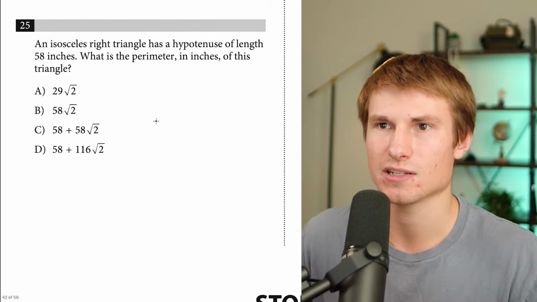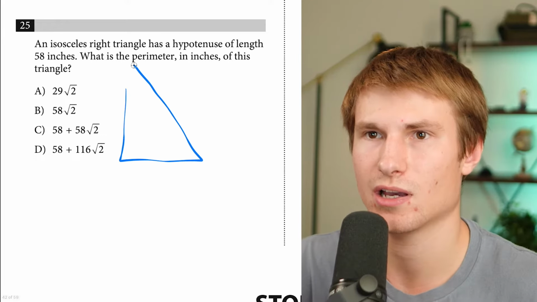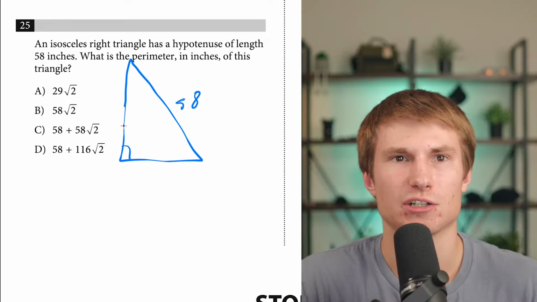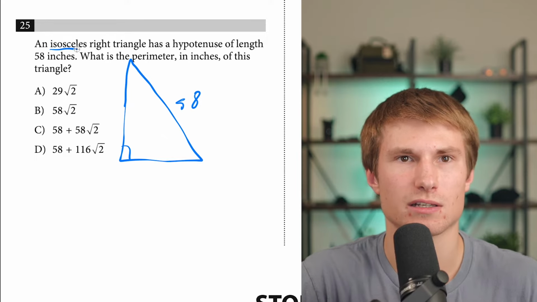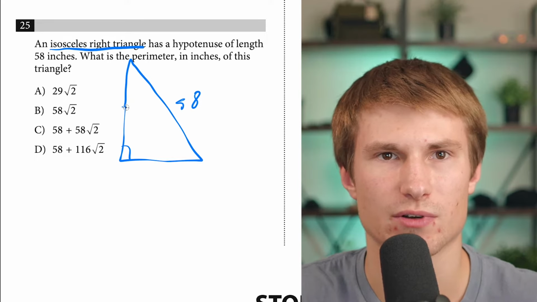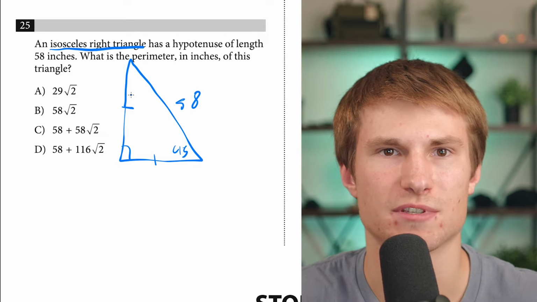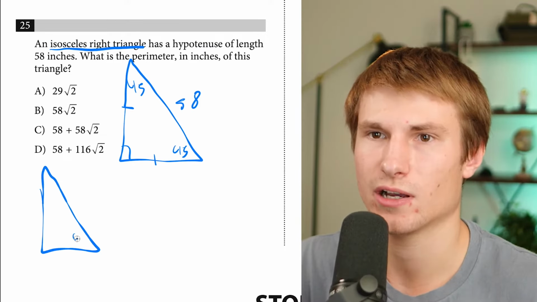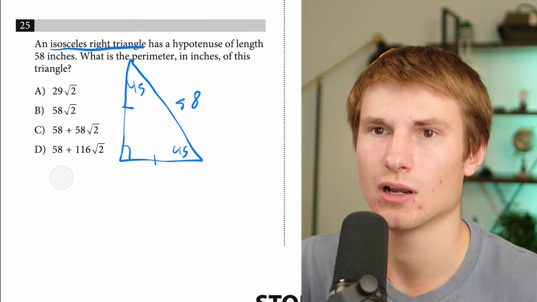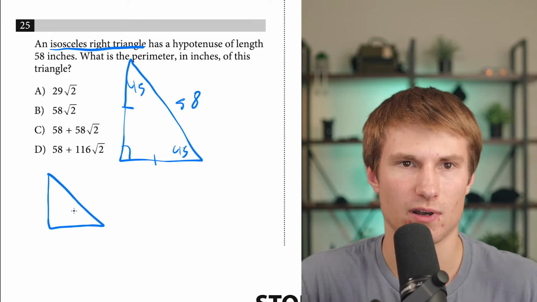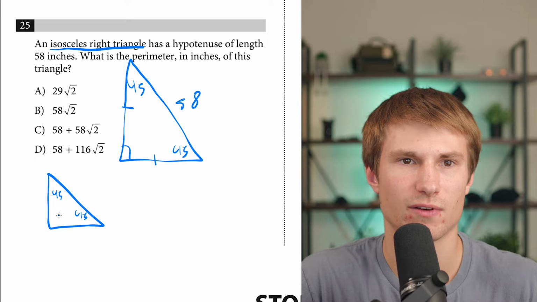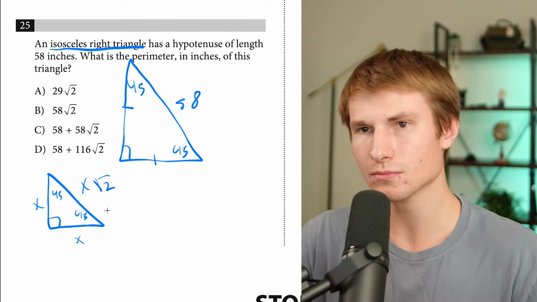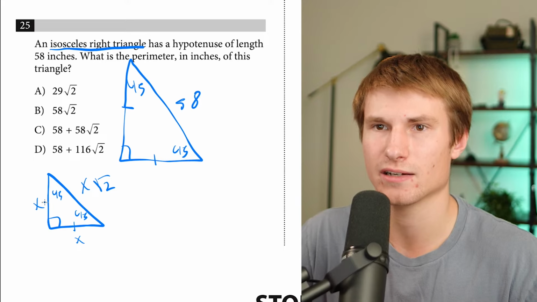An isosceles right triangle has a hypotenuse of 58. So we got a hypotenuse of 58. What is the perimeter in inches of this triangle? Okay, it's isosceles. Always pay attention to if it's an isosceles right triangle. That means these side lengths are the same. That means it's a 45, 45, 90 triangle. Let me draw one that's a little bit more accurate. There we go. 45, 45, 90. That'd be x root 2, where x is one of these side lengths here.